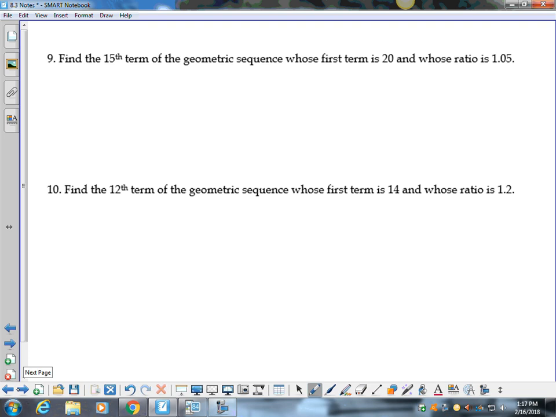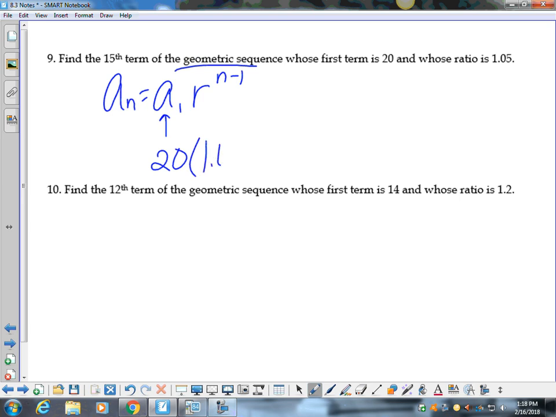This very specifically wants the 15th term, not the first 15 terms, just the 15th term. Now, I know I'm geometric, so I already know this formula. First term is 20, that goes there. R is 1.05, so it's growing, but really slightly. And then to the n minus 1. So this is my A sub n formula for this geometric sequence.